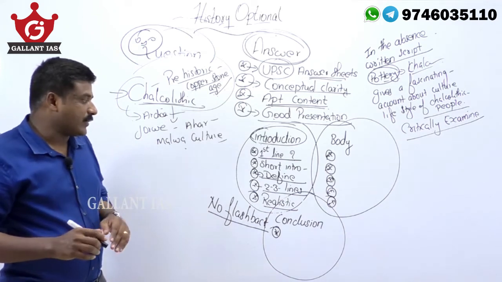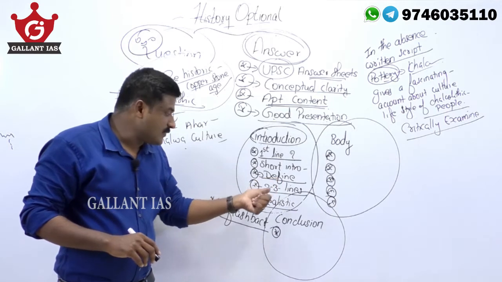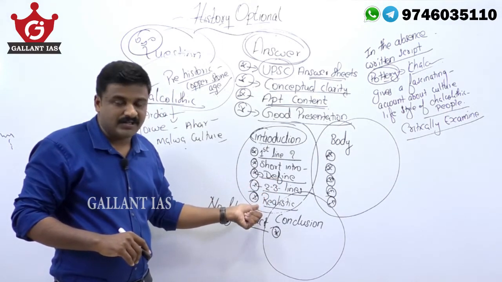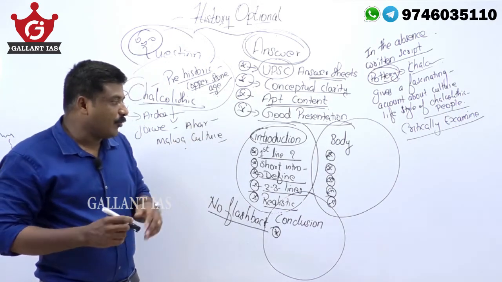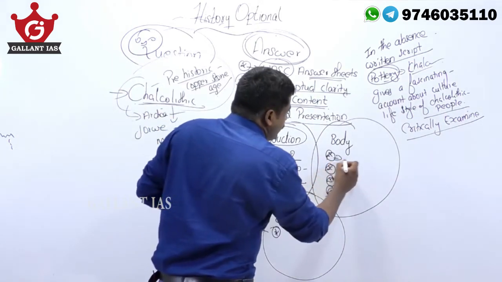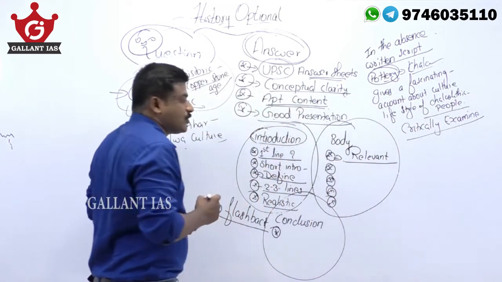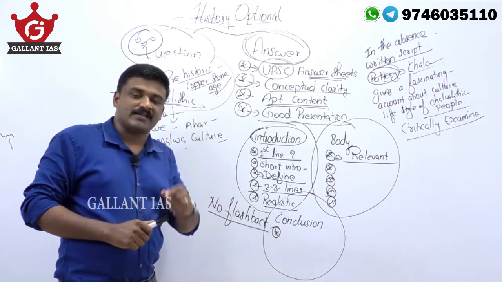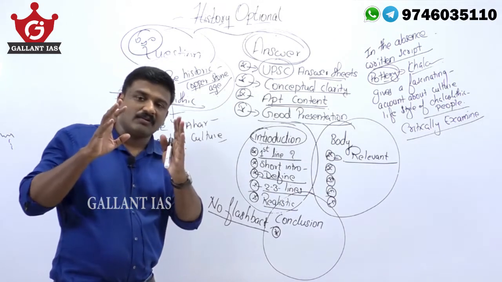Now come to the body part. So introduction has to be short. Define these key terms. Introduction has to be in 2 to 3 lines. It has to be realistic. Don't use artificial, artistic lines over there. Now, what must be the body part? In the body part you give the relevant points only. Don't give blah blah blah in the body part. That will irritate the examiner. Only give the valid points.